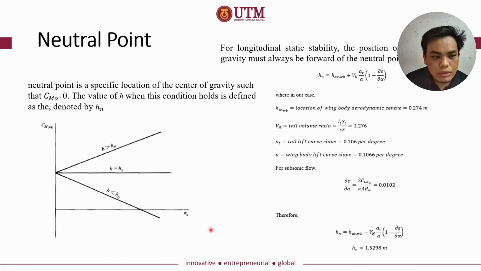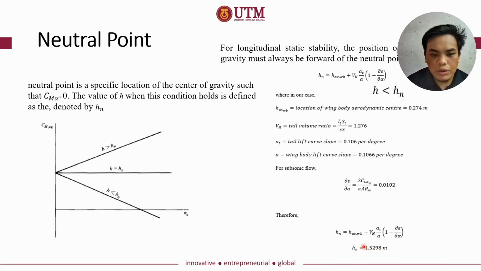So let's take a look at the neutral point. The neutral point is a specific location of the CG where Cm alpha is equal to 0, and it is denoted by Hn. In this figure we can see the effects of the location of the center of gravity relative to the neutral point on static stability. We can calculate the neutral point for our RC plane using this general formula, and by substituting the values of these parameters into the equation, we get Hn equal to 1.5298 meters.